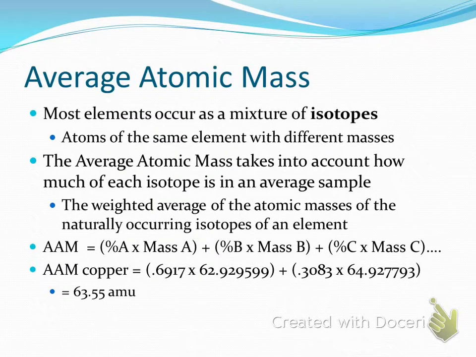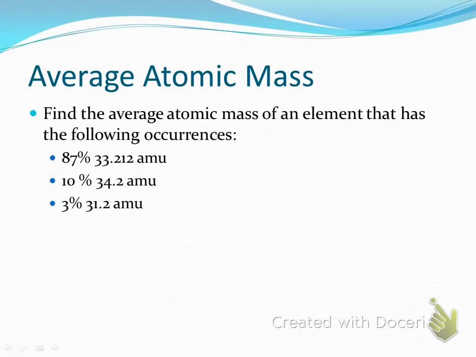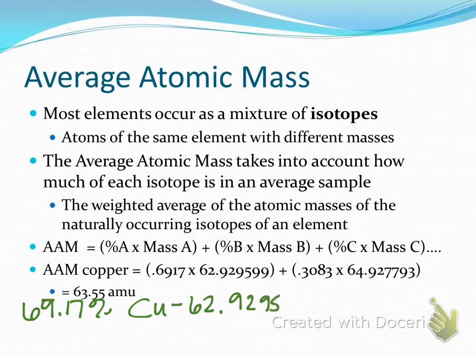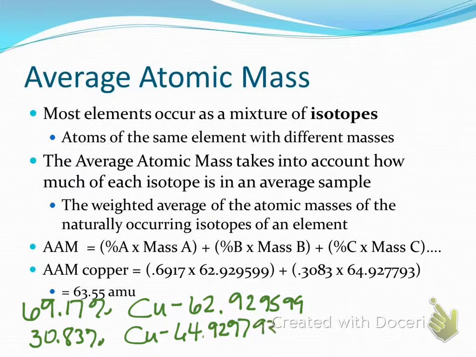So the annotation that would have come for this problem is we would have said, find the average atomic mass of an element that has 69.17% Cu, and then it has usually a hyphen, and then it gives you the atomic mass, 62.929599, and it tells you I have 30.83% Cu, 64.9277, whatever that number is, 93. Okay? So that's maybe what the problem would look like to begin with.